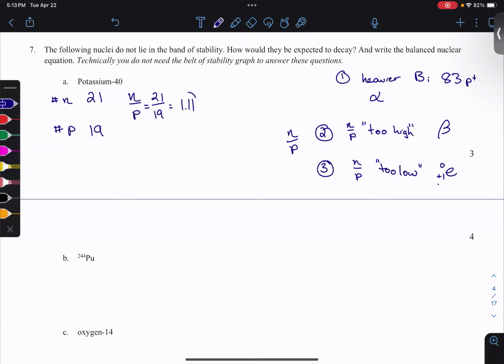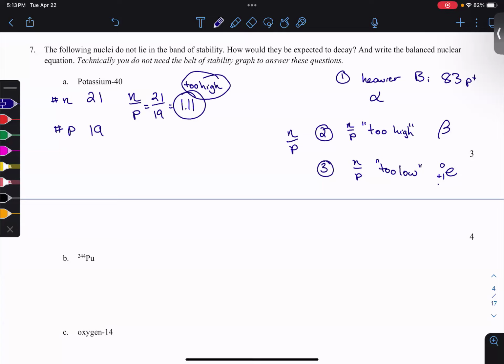All right. So for fairly lightweight elements, the preferred neutron to proton ratio is 1. Nuclei tend to prefer having an equal number of protons and neutrons for fairly light elements, but as you get heavier and heavier, more neutrons tend to be more dominant. So this neutron to proton ratio of 1.11 is too high.